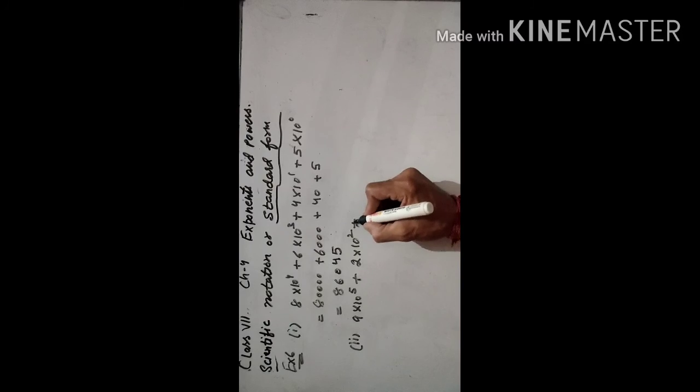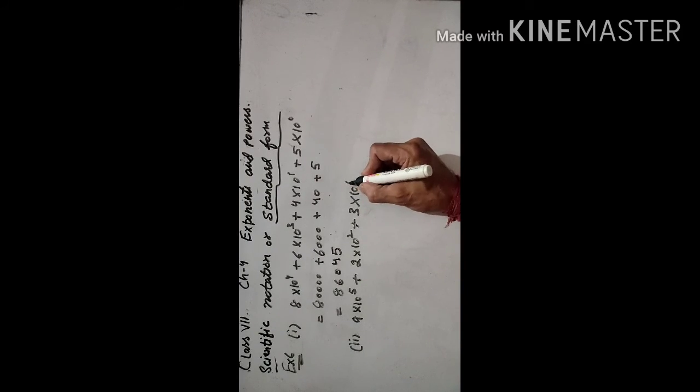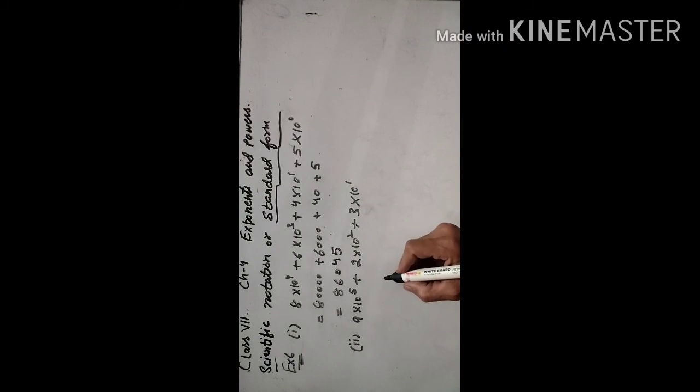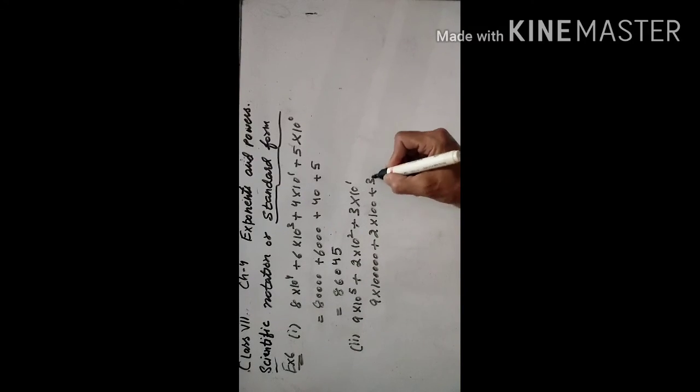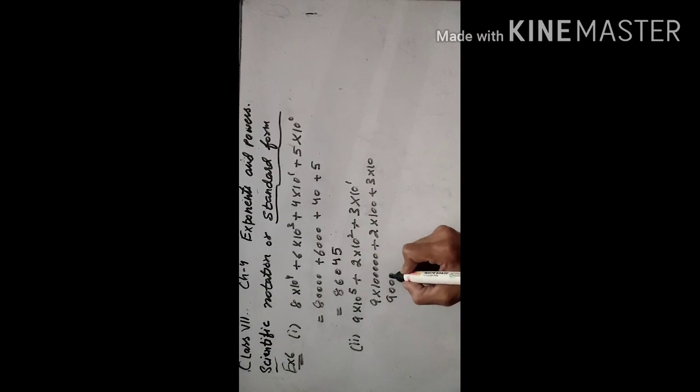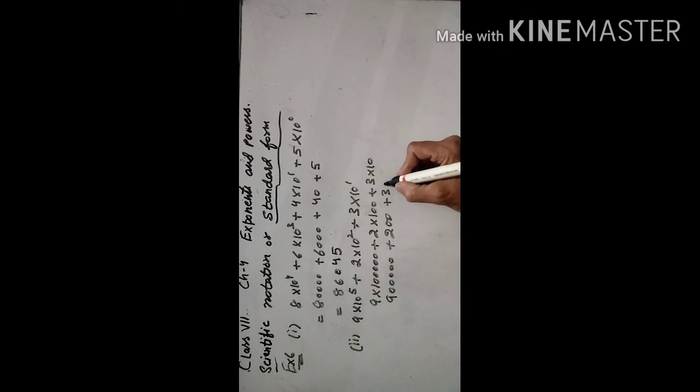The second part is 9 into 10 to the power 5 plus 2 into 10 to the power 2 plus 3 into 10 to the power 1. So it becomes 9 into 100,000, plus 2 into 100, plus 3 into 10. That is 9 lakh plus 200 plus 30. Now the number becomes 900,230.